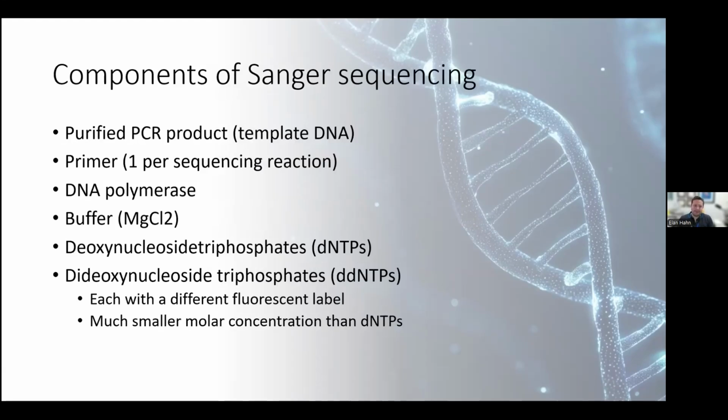The components of Sanger sequencing include our template DNA, primer, DNA polymerase, our buffer, again, to stabilize everything, deoxynucleoside triphosphates, and ddNTPs, dideoxynucleoside triphosphates, each with a different fluorescent label and at a much smaller molar concentration than the dNTPs.